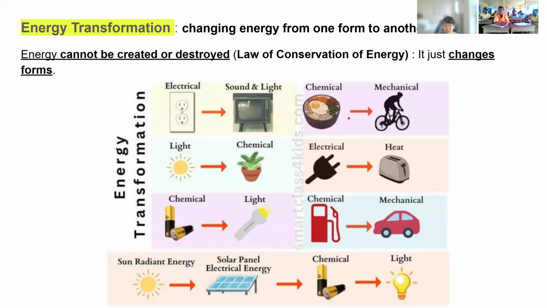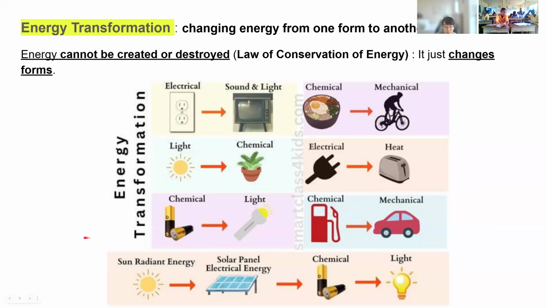Chemical energy applies to humans too. If we eat food, which is a form of chemical energy, and our body breaks it down, we can use it as a form of mechanical energy. We use the energy from the chemicals in the food to work, to move. We also have electrical energy in the outlet to heat, if we plug in a toaster. We can also have chemical energy to mechanical energy for cars, from oil, from gasoline to movement of the car.